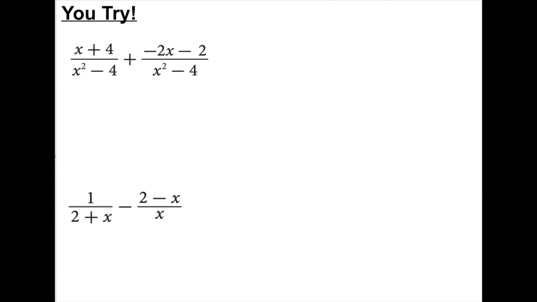Okay, so let's begin with the first one, folks. In the first one, the denominators are already equal. So I'm going to keep the denominators equal, just bring them over, and I'll add across the top. So x plus negative 2x is negative 1x. 4 plus negative 2 is positive 2. Okay, so it's negative x plus 2 over x squared minus 4.